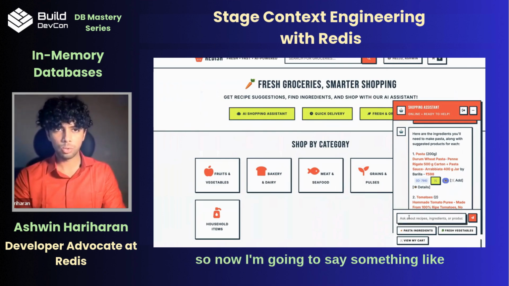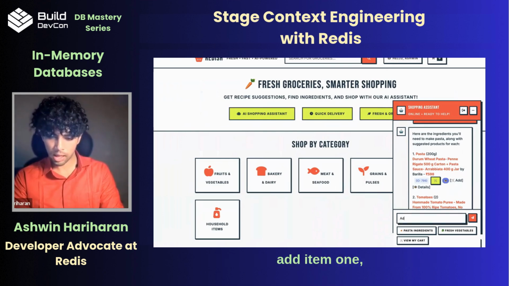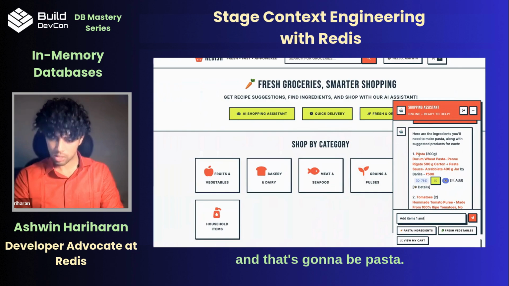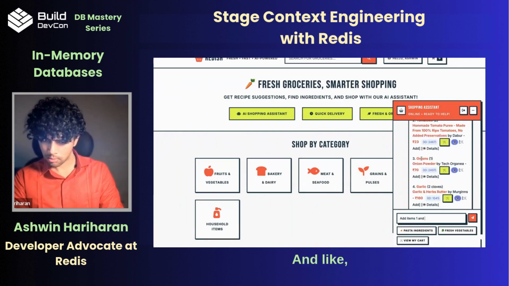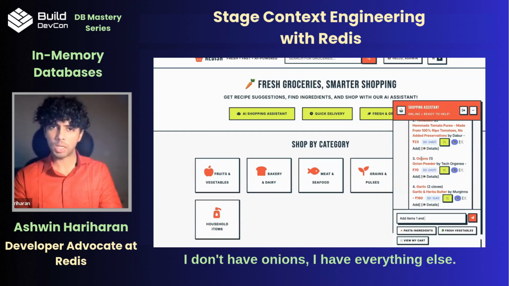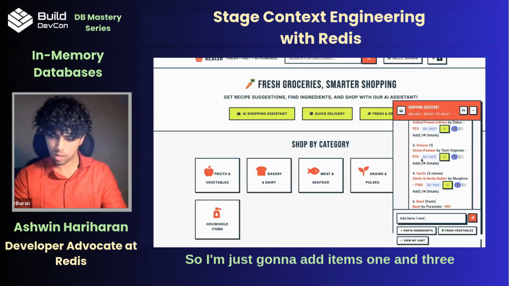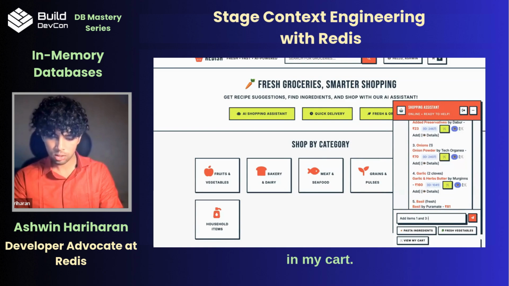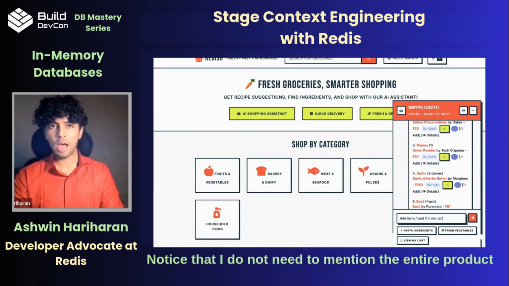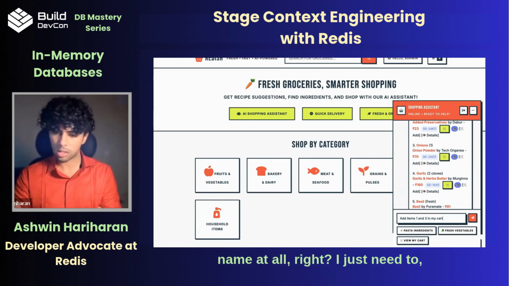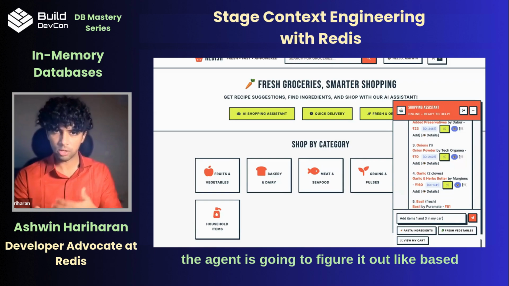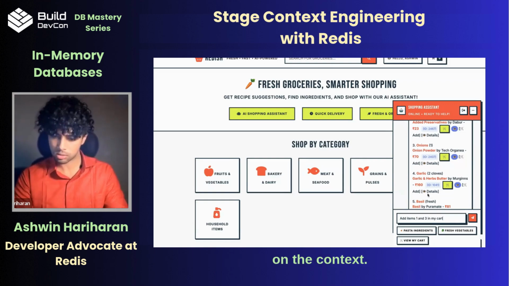So now I'm going to say something like add items one, and that's going to be pasta. I don't have onions, I have everything else. So I'm just going to add items one and three to my cart. Notice that I do not need to mention the entire product name at all. The agent is going to figure it out based on the context.